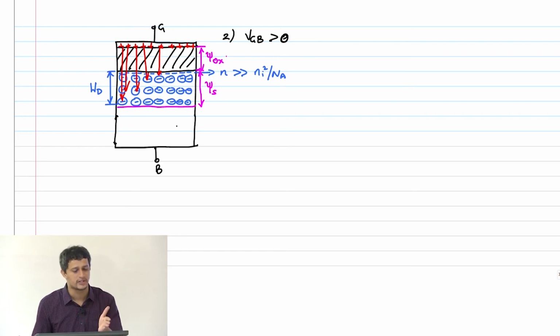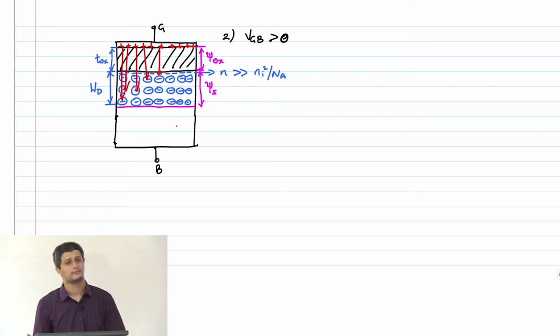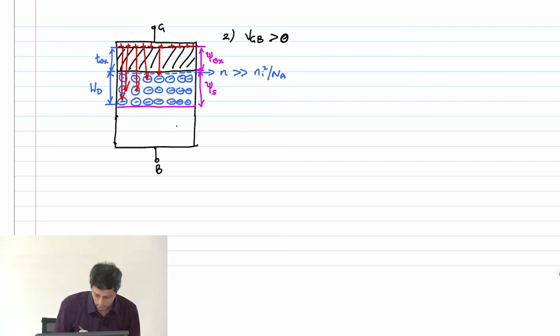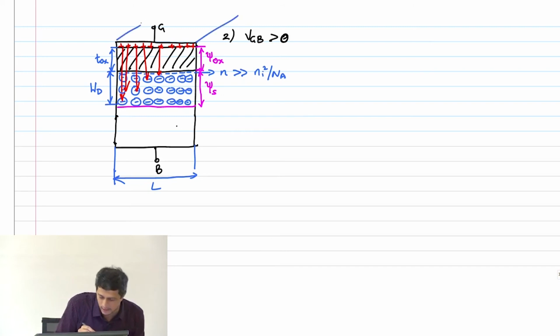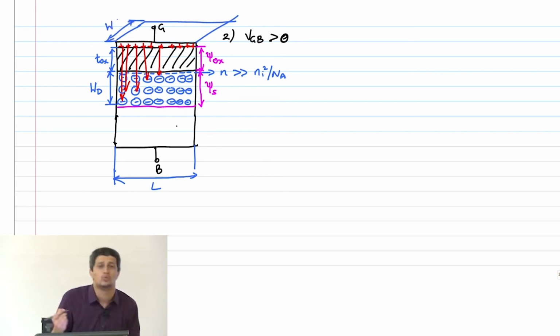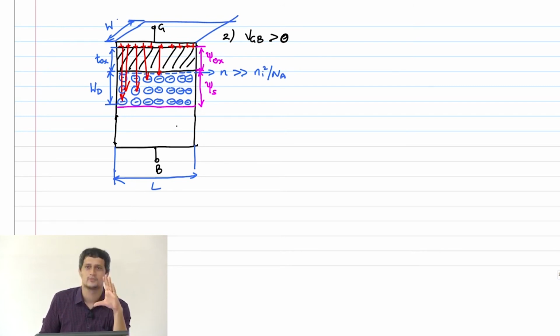On the left hand side I am showing distance, on the right hand side I am showing potential. This is T ox. I am going to call this distance here the length. Into the plane of the paper is the width. So if I draw this like this, then this width is what I will call W. Okay. So now you have attracted free electrons, you have created some surface potential.